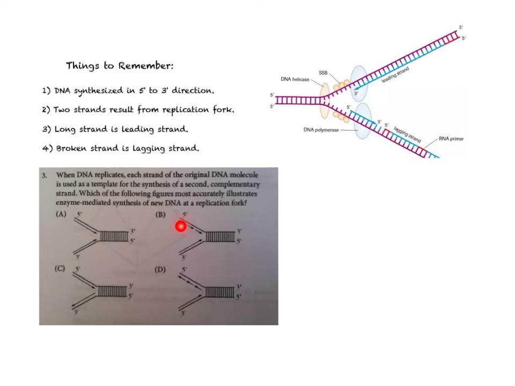As we mentioned earlier, the most important thing that you need to remember is that DNA can only be synthesized in the 5' to 3' direction. Here, the DNA of the broken strands are being synthesized in the 3' to 5' direction, which is wrong. Therefore, answers A, C, and B are all wrong. The only one that corresponds to the right answer would be answer D.